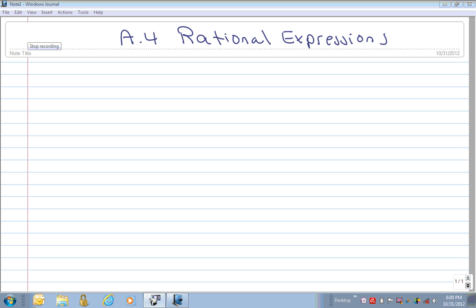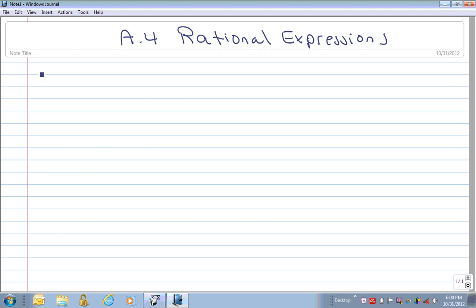As I said earlier, I'm going to look for these tomorrow in your notes. I'm going to make sure that you've written these examples down. This will also give you an example for each of the types of problems you'll do for classwork tomorrow. All right, so we're going to go ahead and start. You can call this A.4 rational expressions, and these are examples from your classwork.